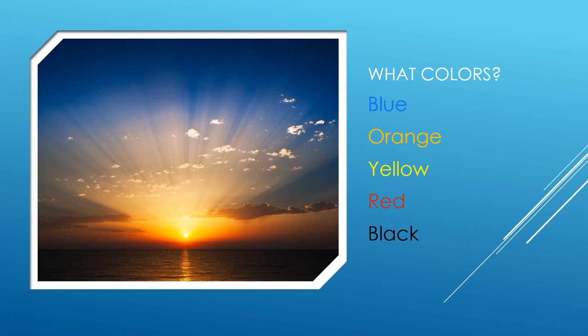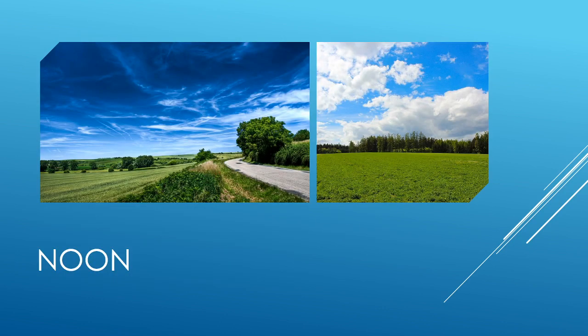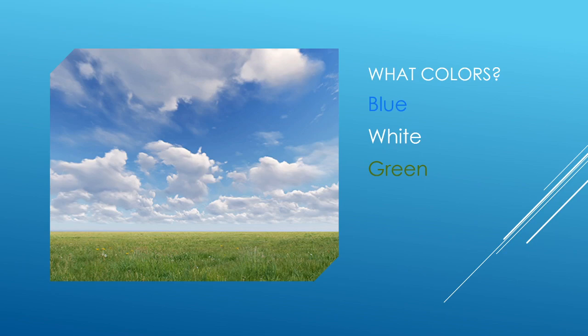Let's talk about the next time of the day. The next time of the day we're going to look at is noon. That means the sun is going to be high up above us. And since the sun is high up above us, we don't see a lot of shadows. So we've got the green ground for green trees, green grass. Then we've got the blue skies up above us with some white clouds. So noon is a little bit easy. It's going to be a lot of blue, some white for the clouds, and some green for the ground.